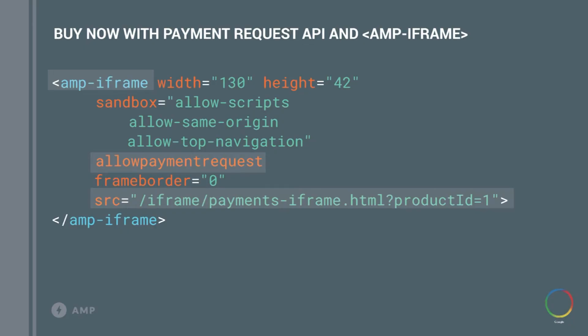The implementation on the AMP side is very simple. Add the allow-payment-request attribute to the AMP iframe, and set the external HTML URL, which has to include the buttons and all the Payment Request API implementations, to the src attribute. Users should love easier payment, and I love it too. This feature makes AMP pages even more powerful.